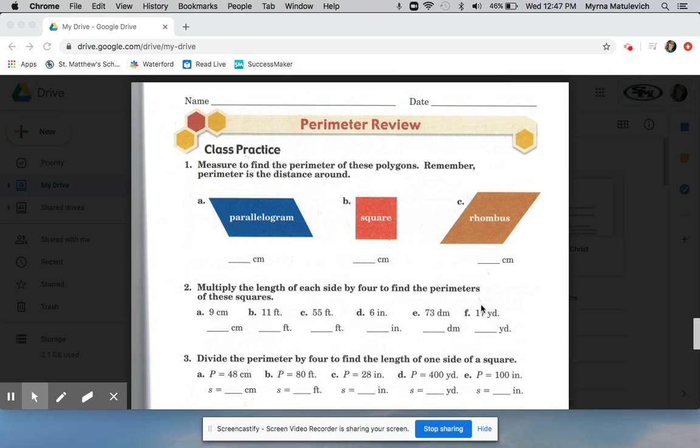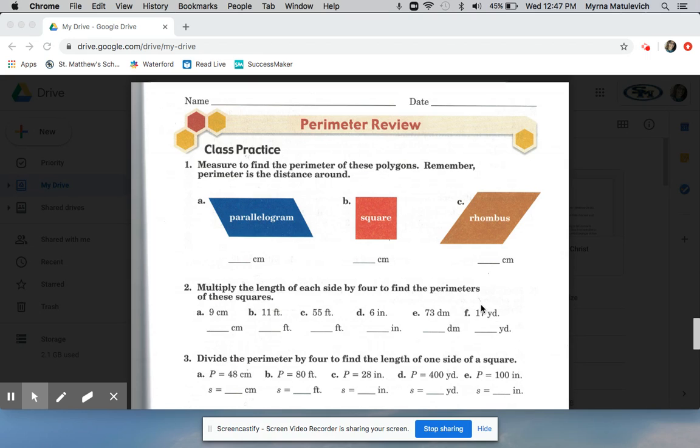This is lesson 157, Perimeter Review. Review the formulas for the perimeter of a square and a rectangle. The perimeter of a triangle is found by measuring the length of each side and adding all three lengths together. Watch this video. Complete the worksheet. Greens are optional. Class practice.